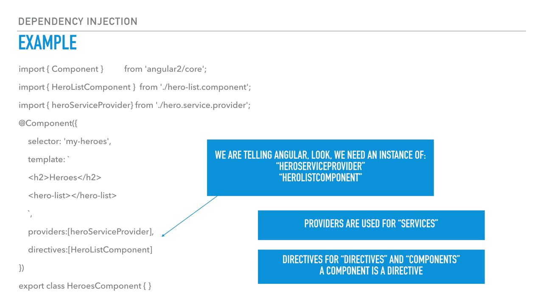Yeah, we have to tell the component specifically. And remember that importing a file, like in the second and third line, doesn't mean that we are using dependency injection. We are just telling this file, okay, we have a hero list component somewhere, and we have a hero service provider somewhere. But the explicit way to tell the component that we have to use dependency injection is through the providers array and the directives array.